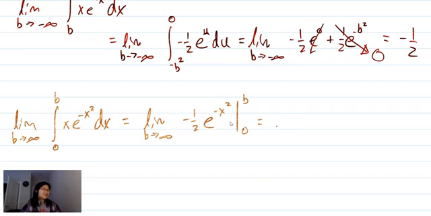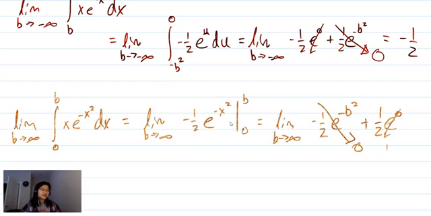And so what does that give us? That gives us limit as b approaches infinity of negative 1/2 e to the negative b squared minus negative 1/2 e to the 0. And that goes away to 1. This goes away to 0. So then we're left with positive 1/2.